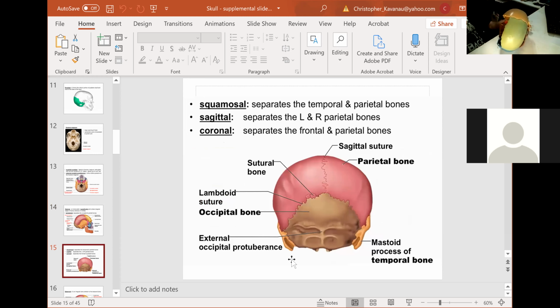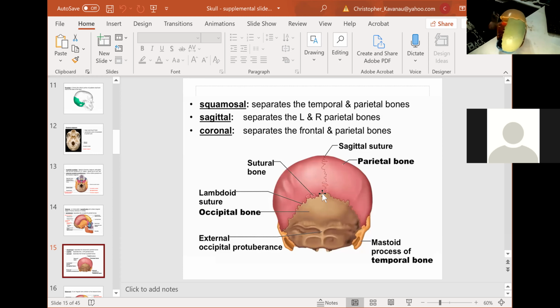All right, and so here we're just seeing that view in the PowerPoint that I just showed you on the physical specimen. You can see right here, this is the lambdoid suture, again, so named after the Greek letter lambda. Okay, and there's our occipital bone, our two parietal bones.